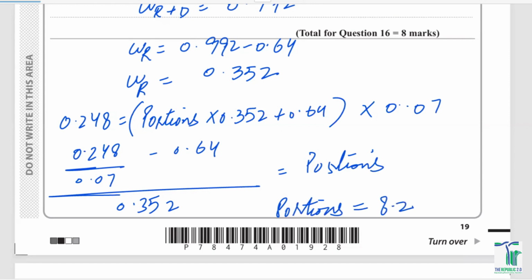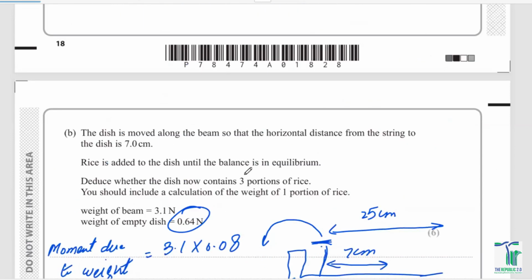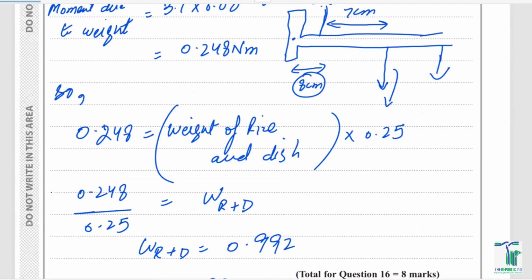By solving it down, the portions of rice that you can add comes out to be 8.2. So it is not 3 portions. We can have 8.2 portions of rice onto that dish, right? So that is how we're going to do this question.